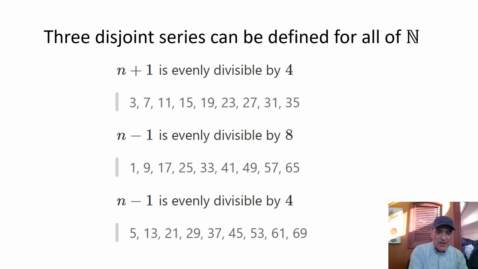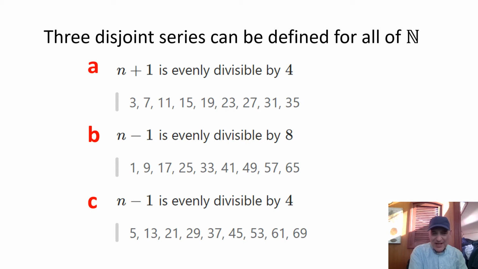So n minus 1, so we've added 1 to n in the first case. And remember, n is always odd. So what we're doing is making it even so we can perform an operation on it. These are congruence operations, divisibility by 4, 8, and 4 again. So n minus 1 is evenly divisible by 8, and that's 1, 9, 17, 25, 33, 8 apart. And n minus 1 is evenly divisible by 4. That's 5, 13, 21, 29, 37. Again, 8 apart.